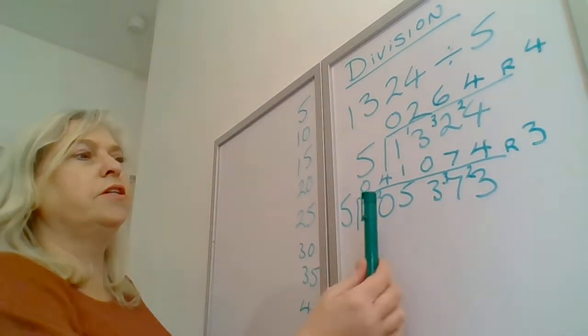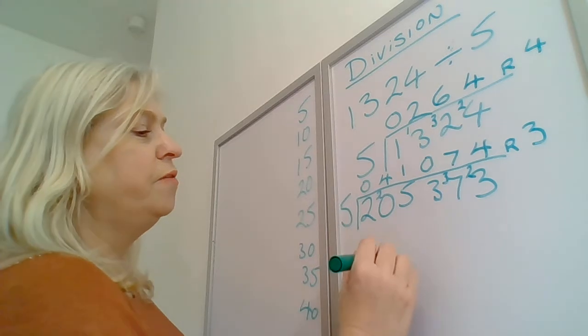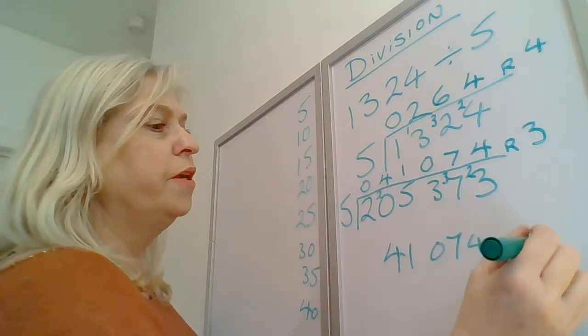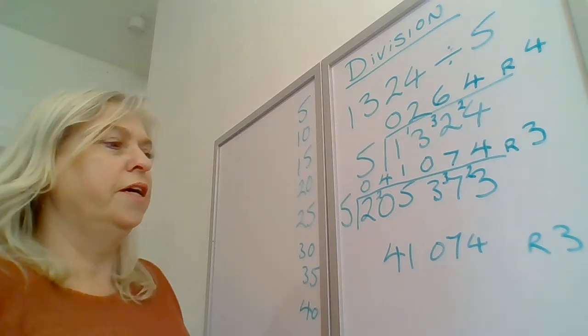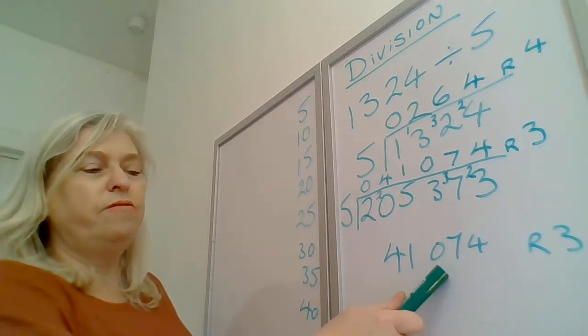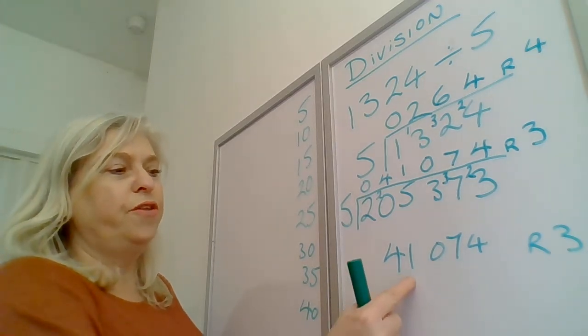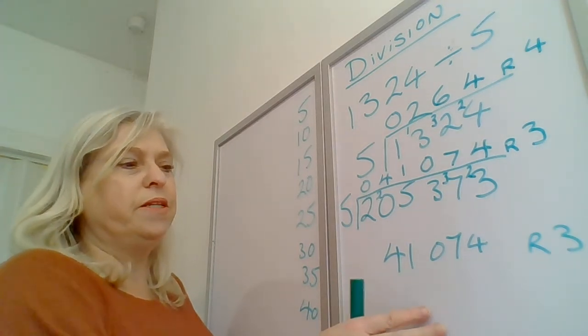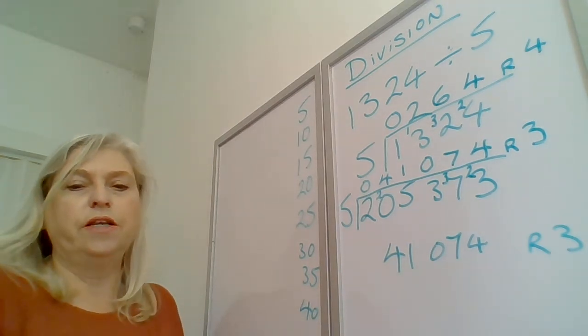Okay, so that's our answer. Our answer is 41,074. Remainder 3. And if we hadn't put that 0 in, we'd have got 4,174, which is clearly the wrong answer. There's a big, big difference. So it is important to put those zeros in.